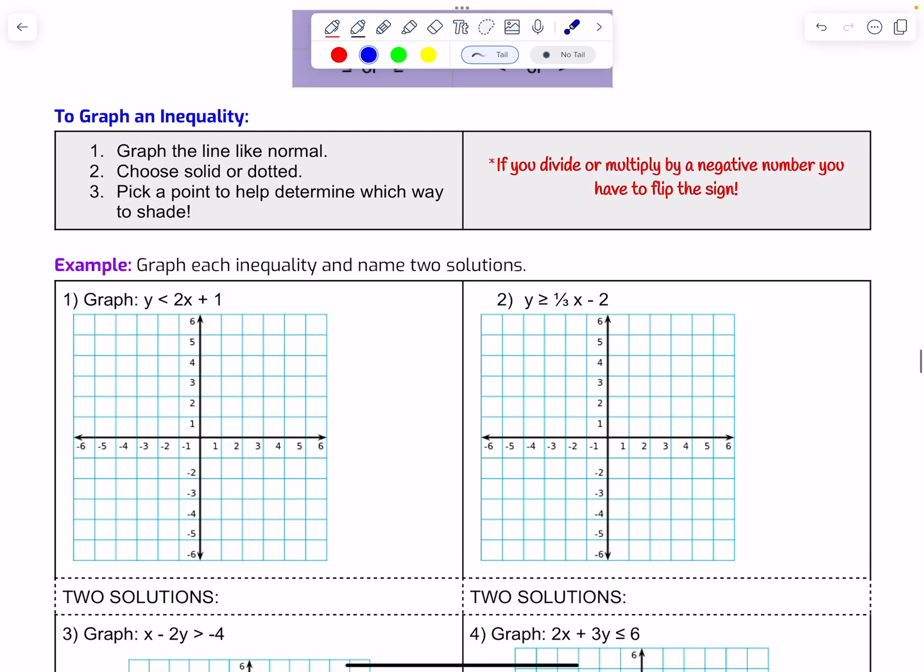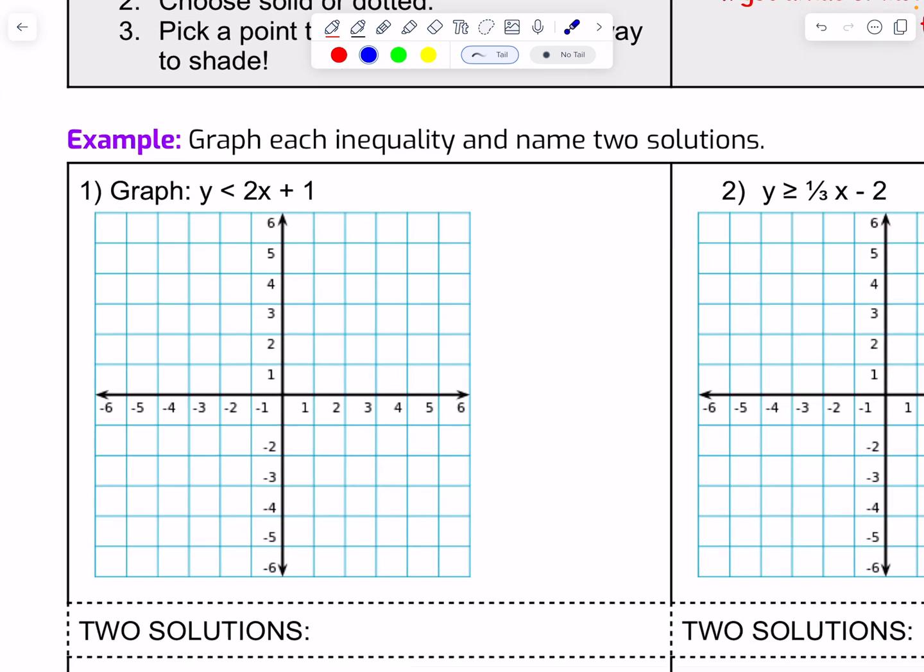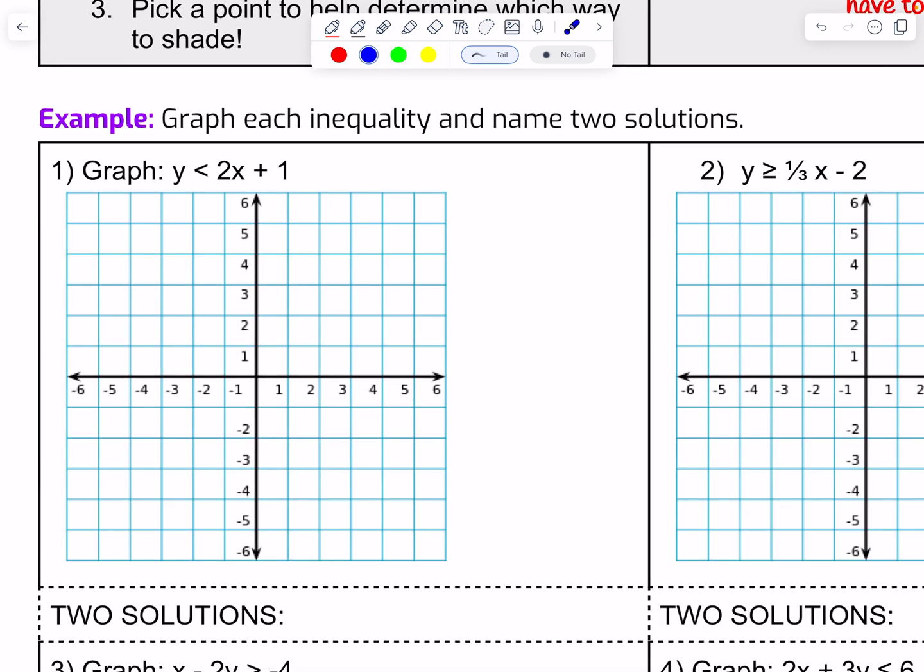Okay. It also says we could pick a point to help determine which way to shade, so we'll do both ways. So let's graph each inequality and name two solutions. So in this first graph, we can already see it's in slope-intercept form, and we can see that our slope is 2, which is 2 over 1, and the y-intercept would be 1. So let's write those down, and then we'll graph them.